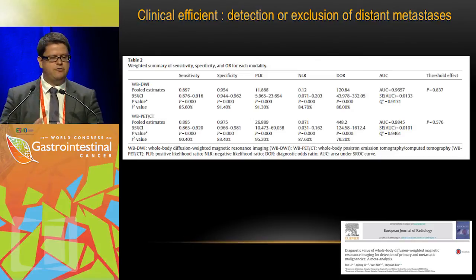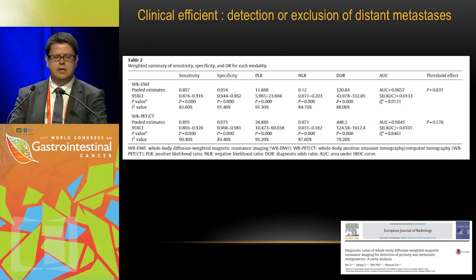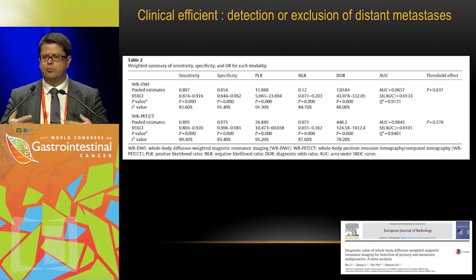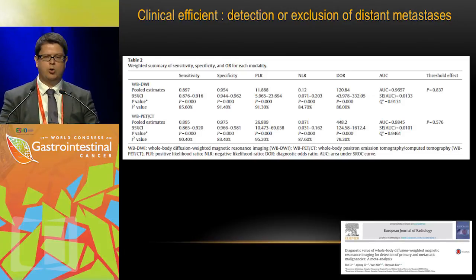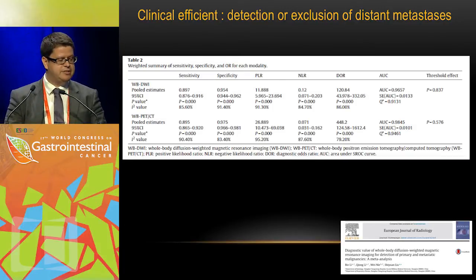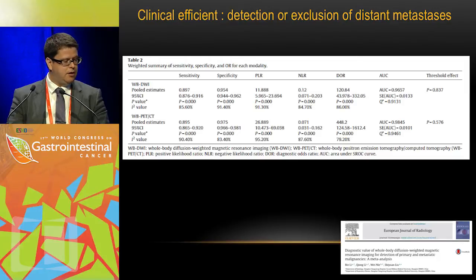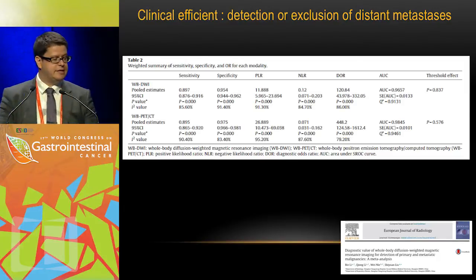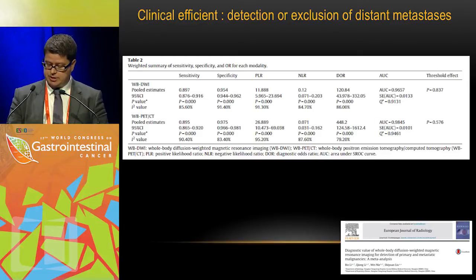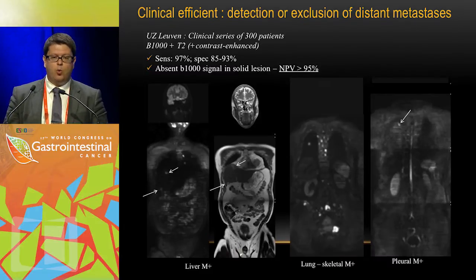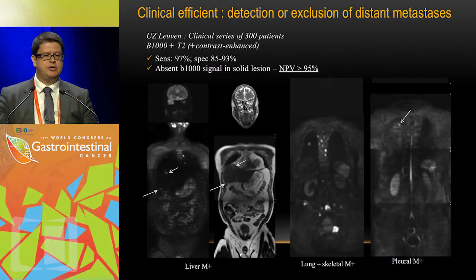Well, MRI is very strong to detect liver metastasis, and there has recently been a meta-analysis of all the publications that compared whole body diffusion with PET-CT, and actually similar sensitivity and specificity is found compared to the PET-CT, with pooled sensitivity going up to 89% and 95% specificity. So how will we do this in a clinically efficient way?